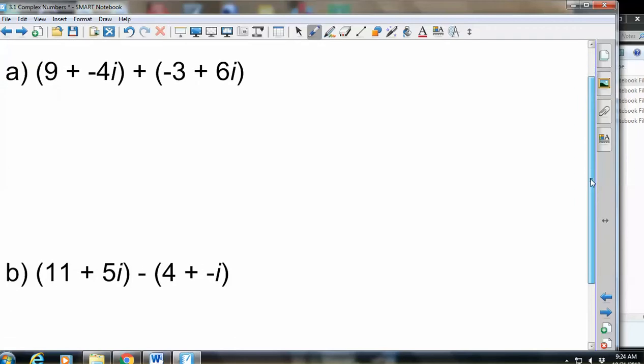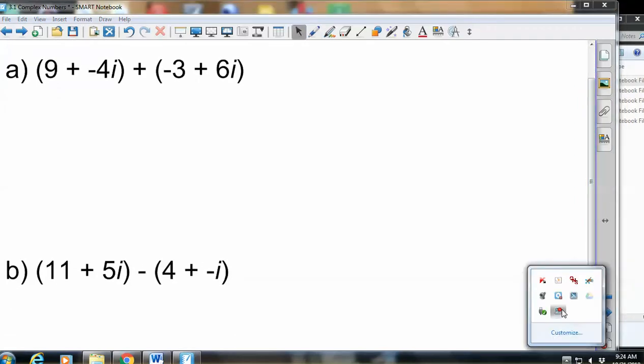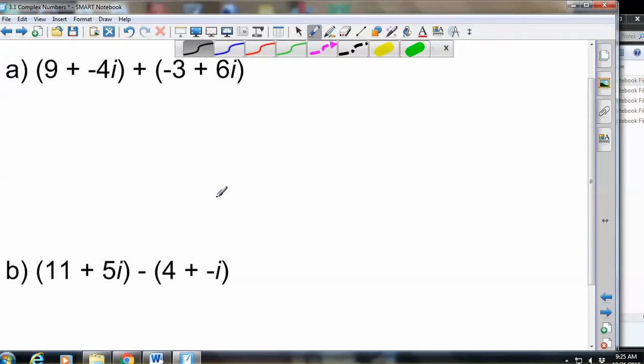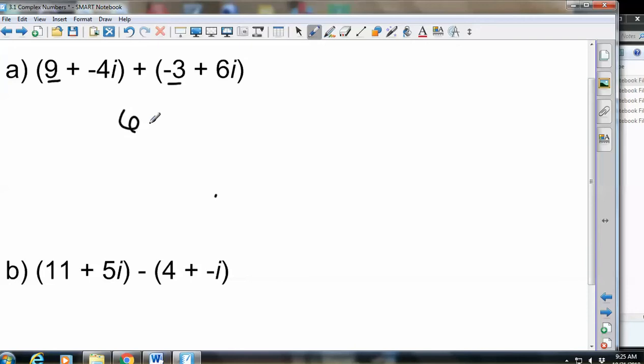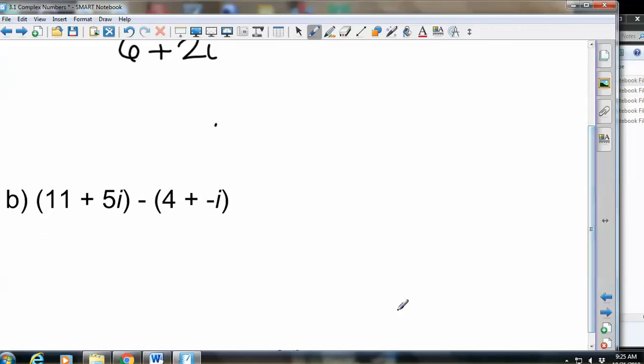Here's yours. So on A, add like terms, so we get 6 plus 2i. What's your real part? 6. What's your imaginary part? 2. Okay. B, distribute your negative. So add like terms, 11 and negative 4 gives you 7. 5i plus i is 6i. Adding and subtracting is okay? All right, let's multiply.